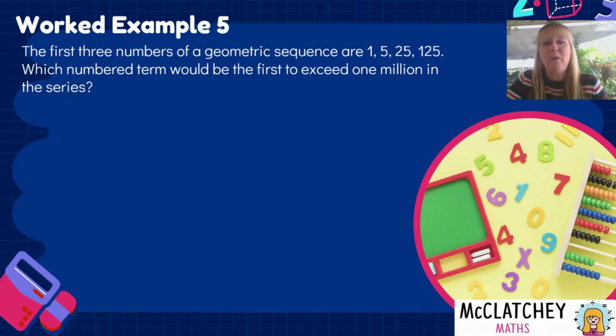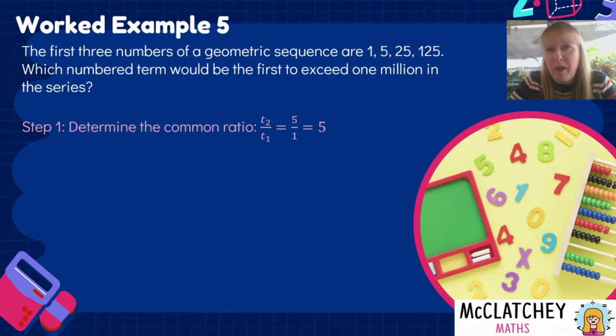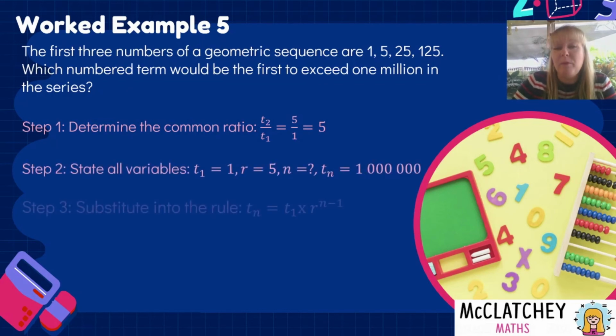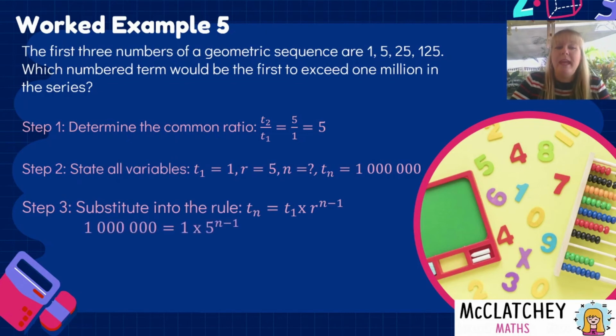Let's look at another quick worked example. We're going to use our iterative function again. The first 4 numbers of a geometric sequence are 1, 5, 25, and 125. Which term will be the first to exceed 1,000,000 in the series? So first of all, we're going to show our working and find the common ratio, which is 5. We're going to state our variables and substitute them into our rule. And it would look like this.